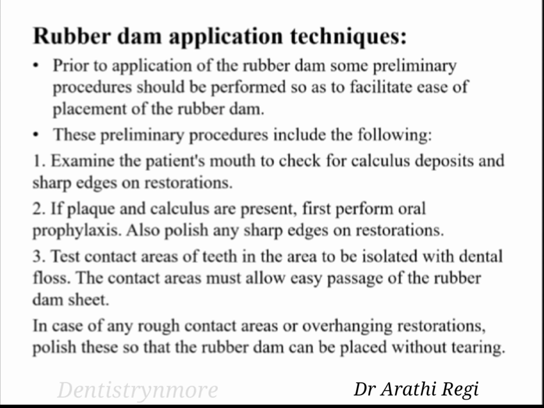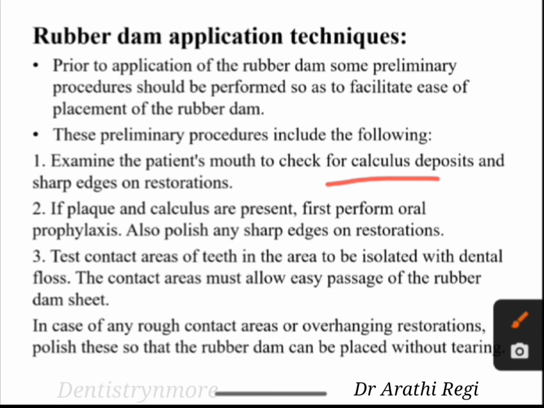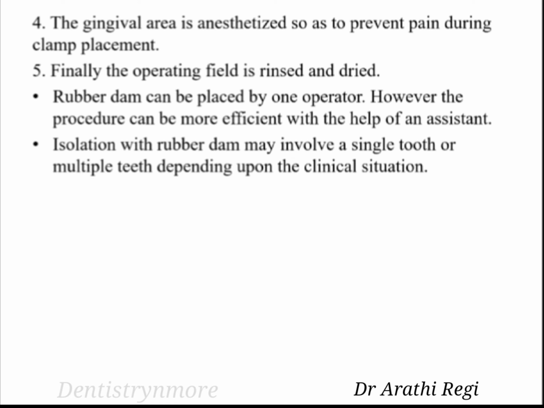And next question is rubber dam application technique. Prior to the application of the rubber dam, there are some preliminary procedures. First you must check the patient's mouth for any calculus or stains. If present, first perform oral prophylaxis. After that, if there are any sharp edges, polish them. And in case of any tight or rough contact areas, you must polish those areas also, for easy passage of the rubber dam sheet. These preliminary procedures must be performed first. The gingival area is anesthetized so as to prevent pain. After that, the operating field is rinsed and dried.